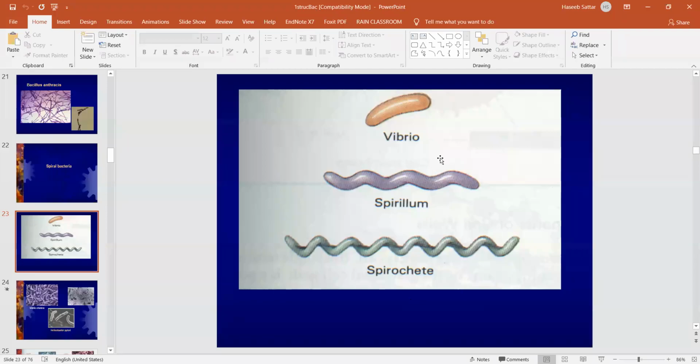Okay, let's start. As I was telling you about the different types of spiral bacteria, we have Vibrio type, spirillum type, and spirochete. Spirochete is the most common one, as well as the Vibrio is also common, but the most common example of Vibrio is Vibrio cholera. Vibrio cholera is also known as bacterial dysentery, and usually in the rainy season it is very common, especially in my country.